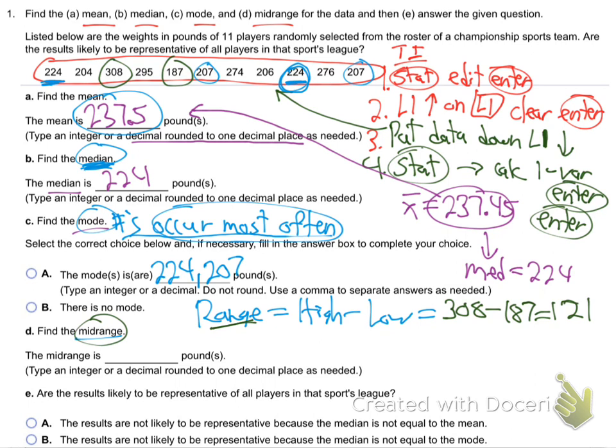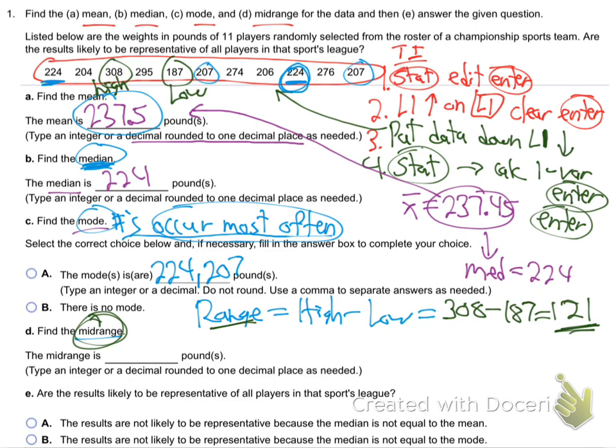We're getting there. That's the range. That's how far the data set ranges. It ranges from a low of 187 to a high of 308, like temperatures or something. The temperature today is going to range from a low of 60 to a high of 103. That's the range of your temperatures. So this is the range of your numbers. 121 is the range. So the mid-range would be like the mid-temperature.